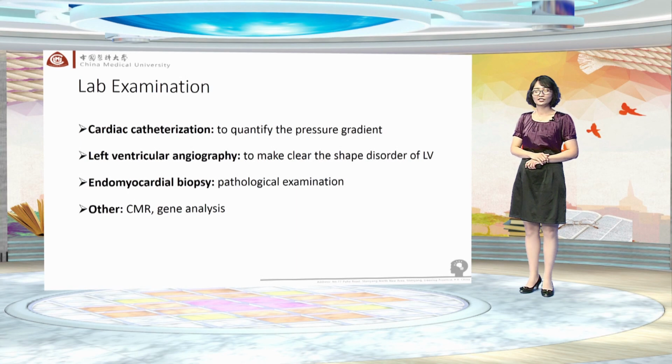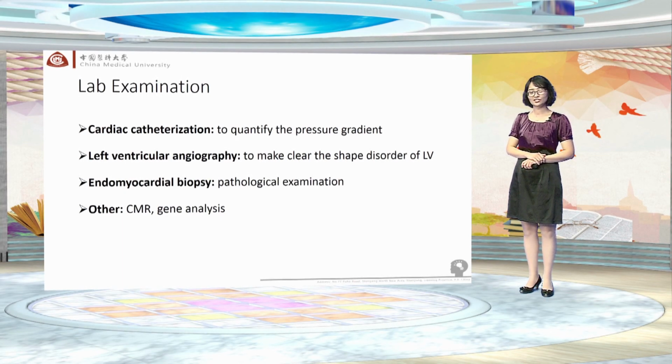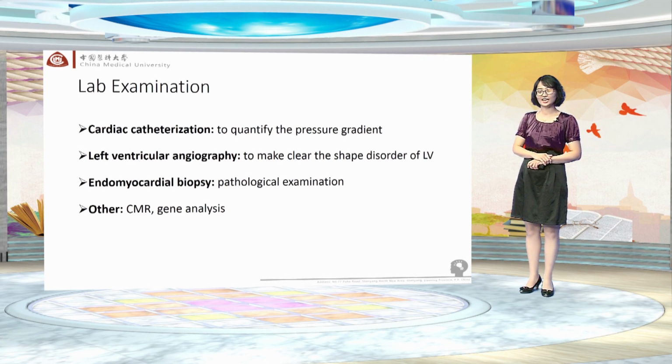Cardiac MRI are good for detecting changes of myocardium, heart structure, and cardiac function. Findings of specific gene mutations are no doubt convincing proofs of HCM.